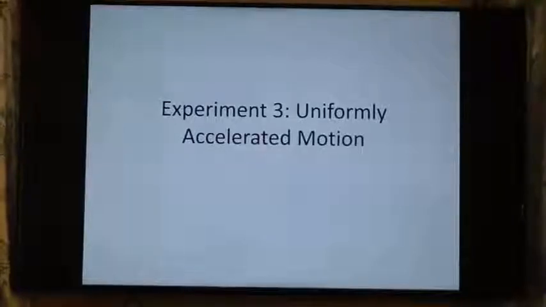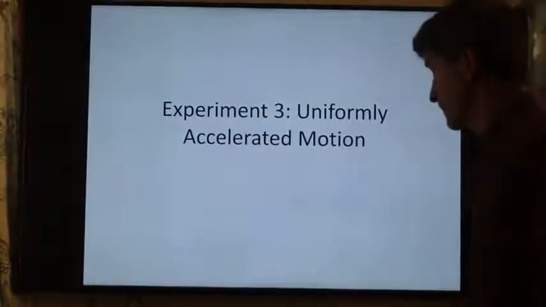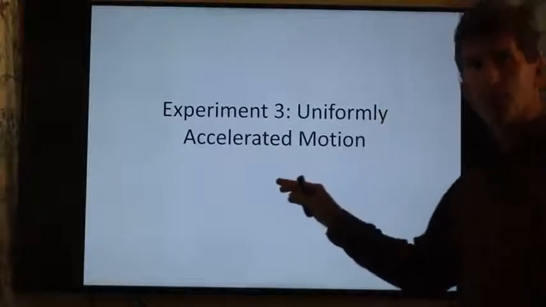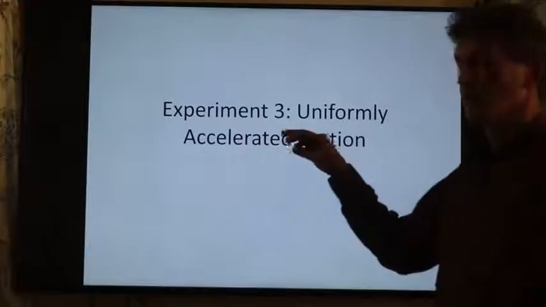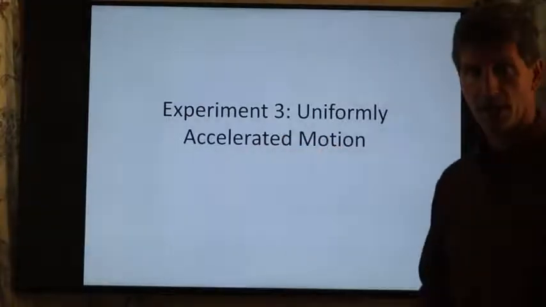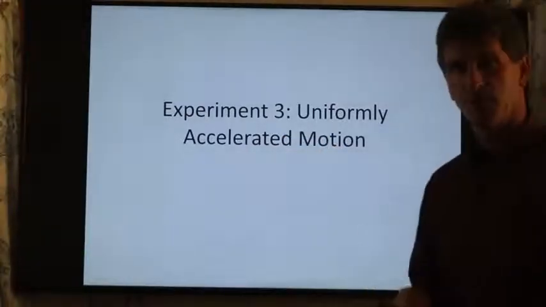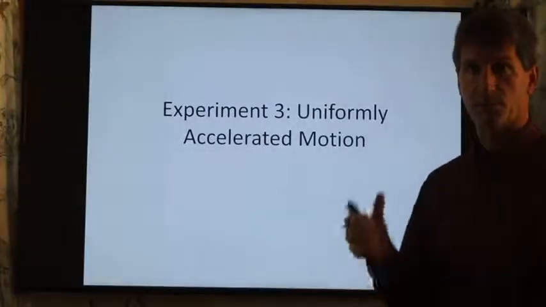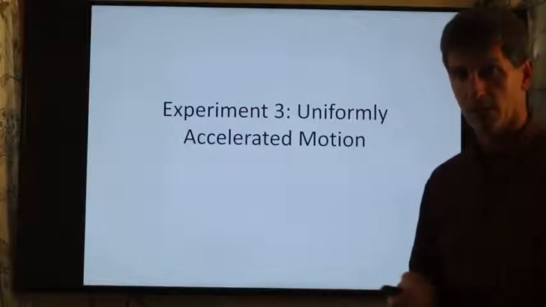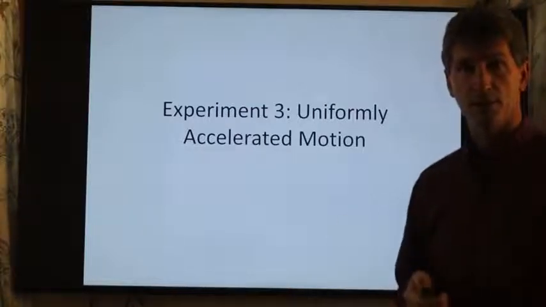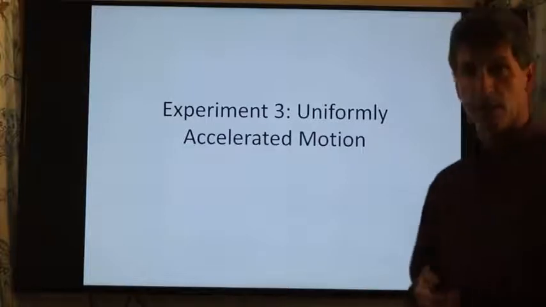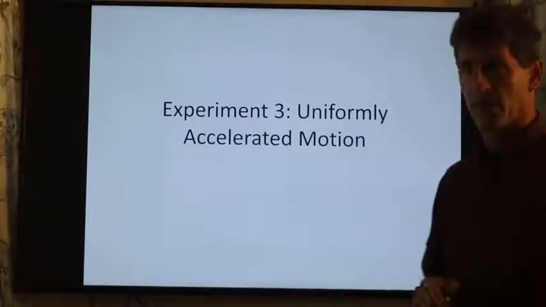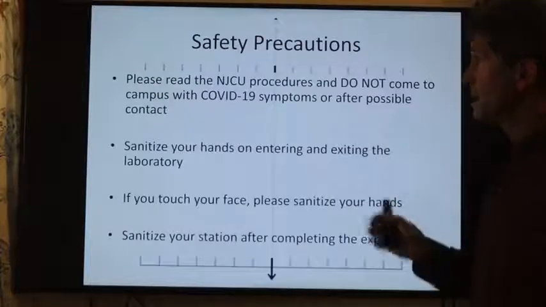So experiment 3 is uniformly accelerated motion. In this particular lab, we are looking at acceleration, or I should say motion, with acceleration where the acceleration is constant. We actually look at two specific systems. We look at the case of free fall, where an object is falling with no forces greater or approaching the size of the force of gravity, and the inclined plane, where we use, obviously, an inclined plane to decrease the rate of acceleration.